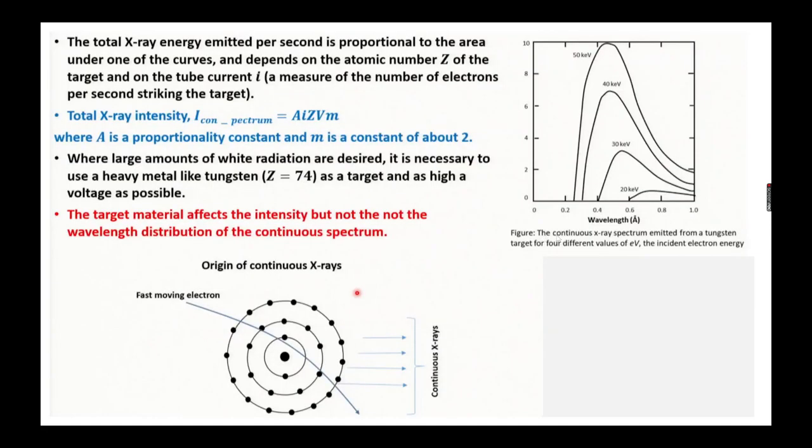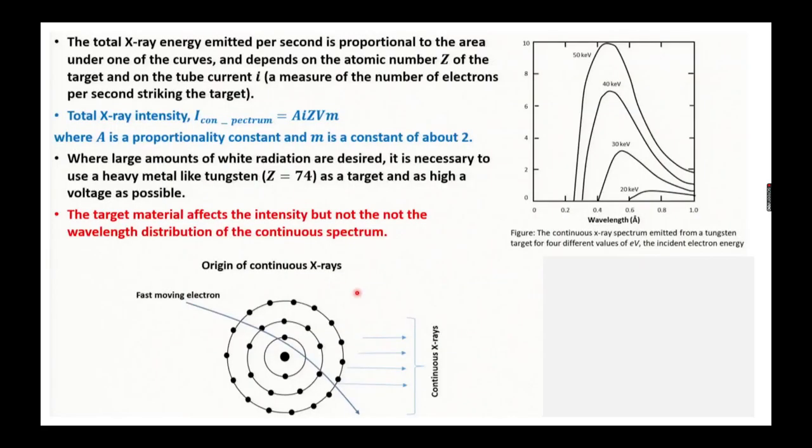Here you can see the continuous X-ray spectrum emitted from a tungsten target for four different values. So the target material affects the intensity, but not the wavelength distribution of a continuous spectrum. Our answer will be A. Somebody said A, and that is correct. Did you guys get what I was trying to explain here, or any doubt?